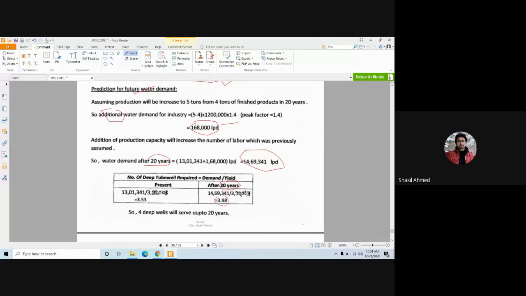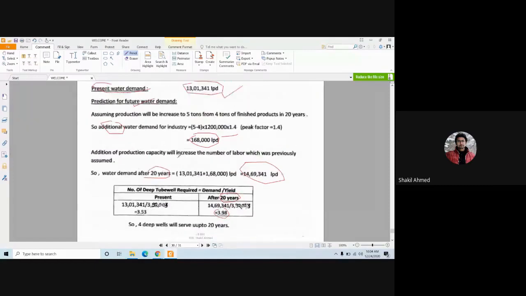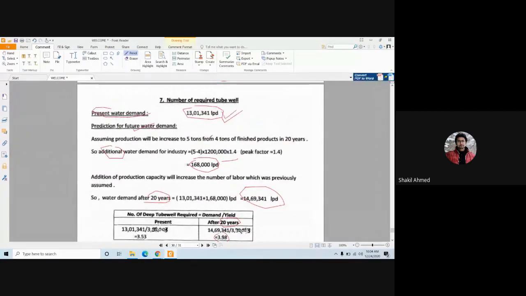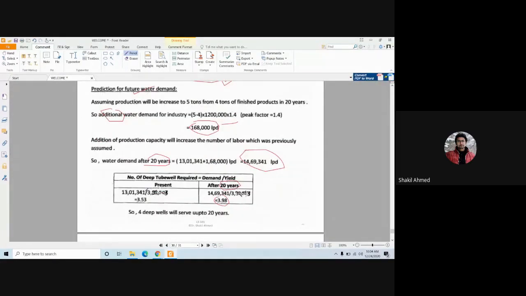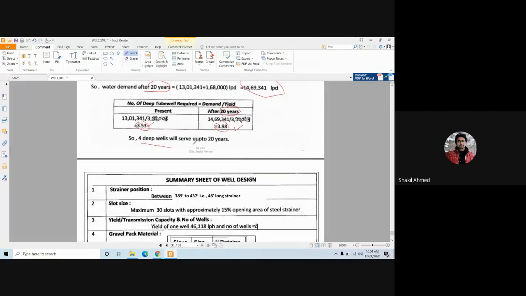Is it clear? Yes, sir. And at present, water demand is this. So at present, the demand of tube wells is 3.53. Now, tube well cannot be a fraction, right? It has to be an integer number. So for 3.53, you have to take the higher number, 4. So you can see 4 wells serve both now and after 20 years. So 4 deep tube wells will serve up to 20 years. Is it clear? Yes, sir.